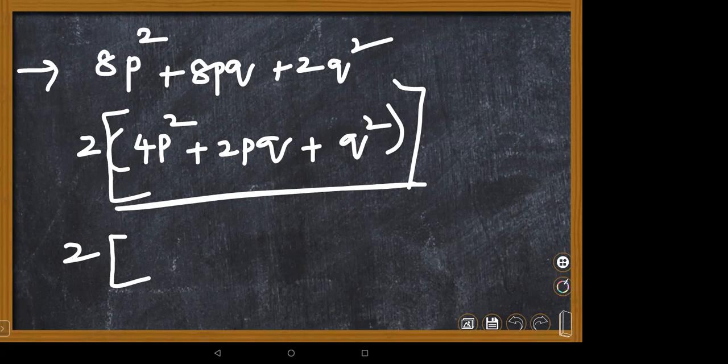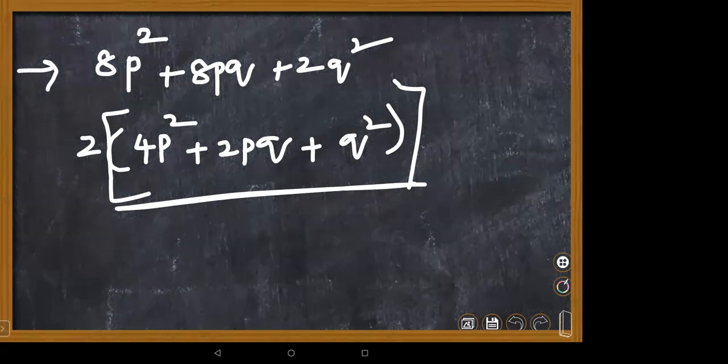Ma'am, in the second line, you wrote 2PQ. It should be 4PQ, right? Okay, sorry, it's 4pq. Correct, you are correct. Right, 2 4s are 8. Right.